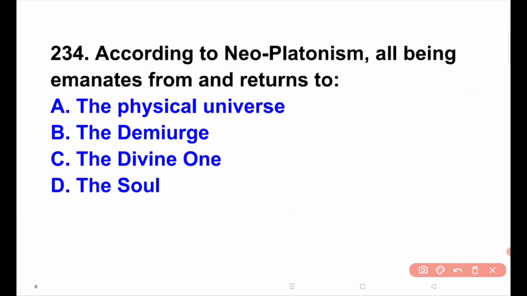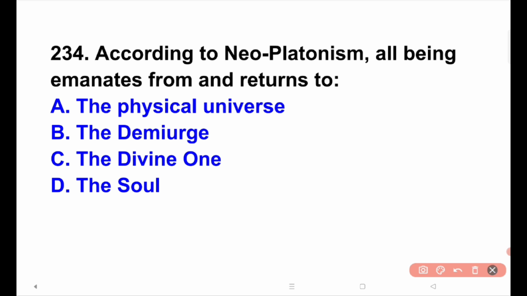According to Neoplatonism, all being emanates from and returns to, option C, the divine One. Central to Plotinus's philosophy is a transcendent, perfect, and unified principle from which all beings emanate and return through contemplation and purification. The physical universe is a materialist or scientific view, opposed to Neoplatonic metaphysics. The demiurge is a Platonic figure, but Neoplatonism goes beyond this to posit the divine One as the absolute source. The soul is one of emanation, not the source. Plotinus's concept of emanation.